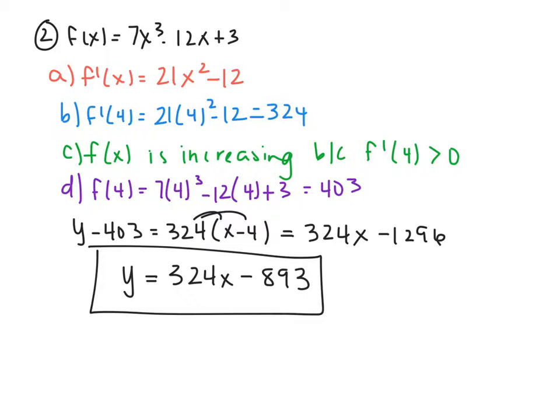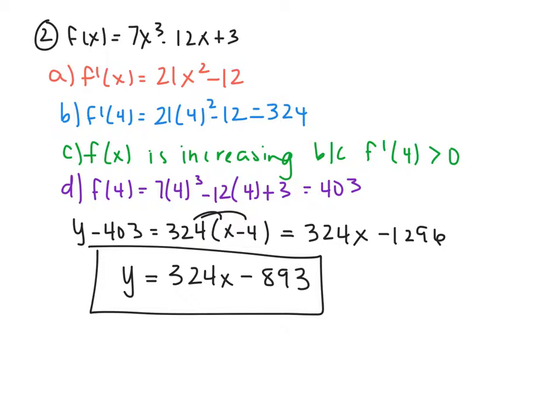Part B, they want us to calculate f prime of 4. So that just means we're going to plug in a 4 every time we see an x. And you get 324. C, they want to know whether or not f of x is increasing or decreasing at x equals 4. So since f prime of 4 is 324, that's positive, which means your function is increasing. Where your derivative is positive, your function is increasing. Where your derivative is negative, your function is decreasing.